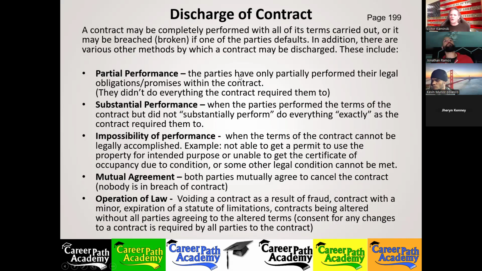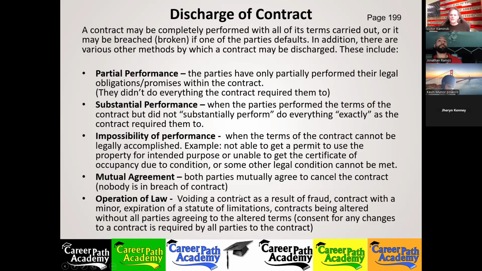When the parties have only partially performed their legal obligations or promises within the contract, they didn't do everything the contract required them to. Or by substantial performance, when the parties performed the terms of the contract, but they didn't do everything exactly the way the contract required them to. Or impossibility of performance, when the terms of the contract cannot be legally accomplished. For example, they're not able to get a permit to use the property for the intended purpose, or they're unable to get the certificate of occupancy due to condition or some other legal condition cannot be met.